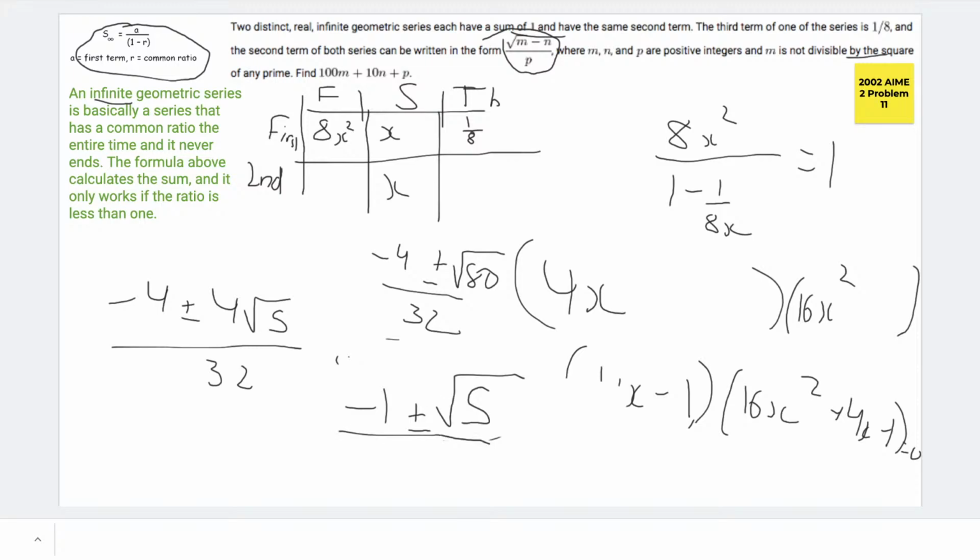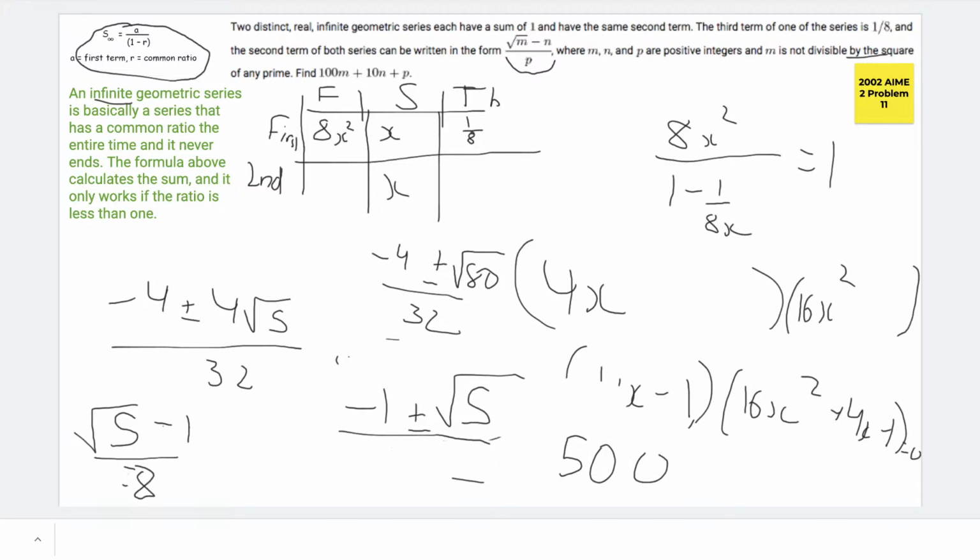And then we notice this is the exact same thing as this, except in this expression the square root term comes before the negative term. So it's just the square root of 5, and then we have negative 1 here over 32. Now we want to find 100m, so we multiply 100 times just 5 to get 500. And this is actually 8 because the 4's cancel, so the denominator is 8.